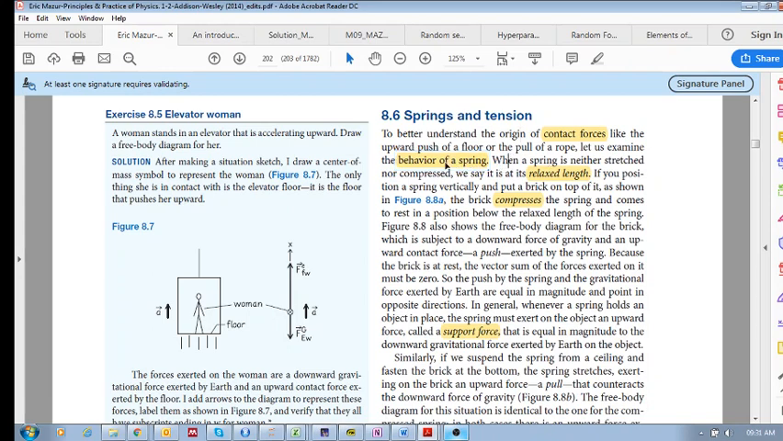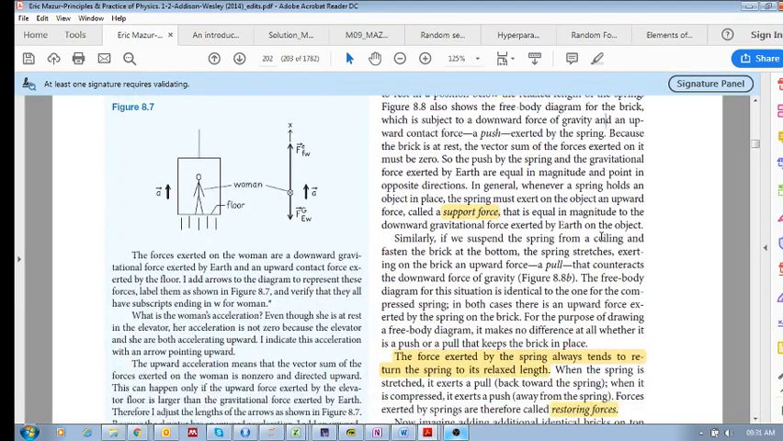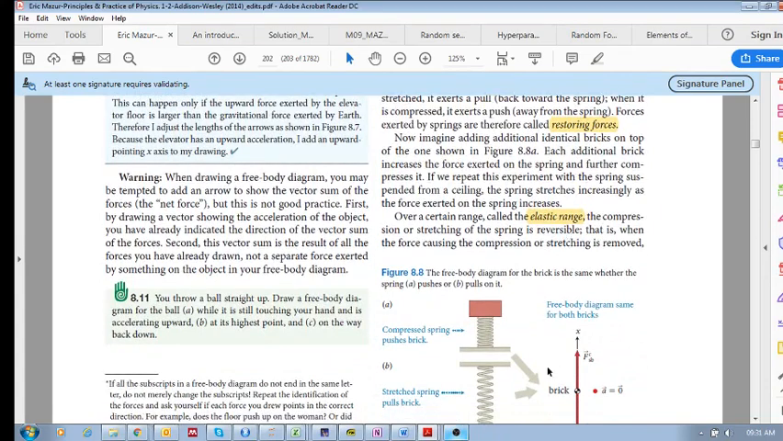So we're looking at the behavior of a spring. Now let's get going. When a spring is neither stretched nor compressed, we say that it is at its relaxed length. There's no force being applied to it. It's not being stretched or compressed. Now, let's look at this diagram. Say we have a spring on the floor and we place a brick on the spring. We know what happens. The brick compresses the spring until it is in equilibrium.